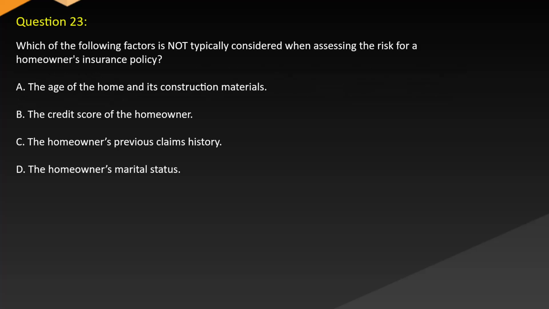Question 23. Which of the following factors is not typically considered when assessing the risk for a homeowner's insurance policy? A. The age of the home and its construction materials. B. The credit score of the homeowner. C. The homeowner's previous claims history. D. The homeowner's marital status.